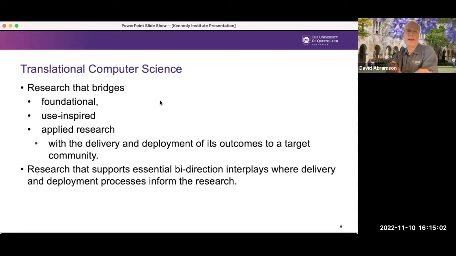Okay, so here's our formal definition. You'll find that Manish and I are bandying this around a bit now. It's research that bridges foundational, use-inspired or applied computing with the delivery and deployment of its outcomes to a target community. So it's that last bullet point that makes it a difference between applied research and stuff which is actually translated. There's often a bidirectional interplay where delivery and deployment processes inform the research itself. So they happen as part of doing the research. You try and measure what's going on.